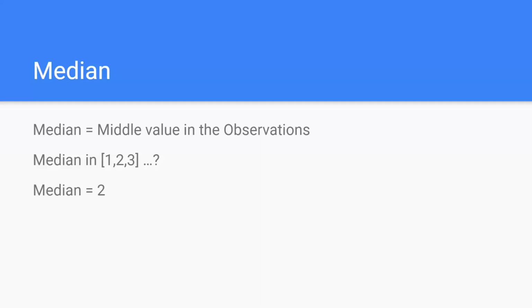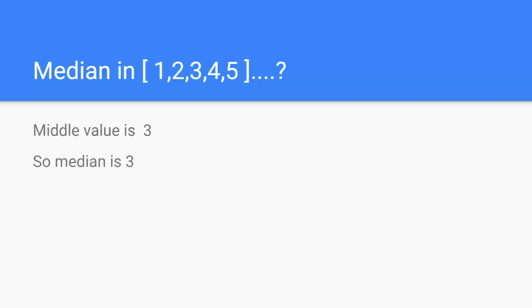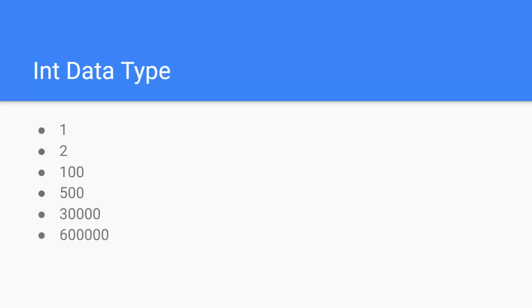Next, what is the median for this? 3, right. So I think you are fine with what mean and median is, right? Yes. So now we will discuss data types.